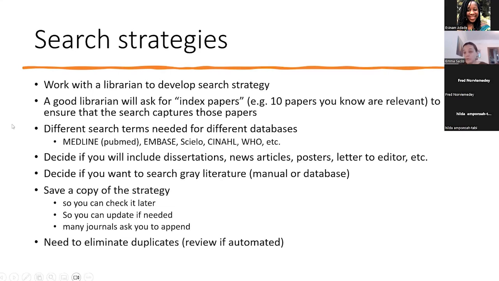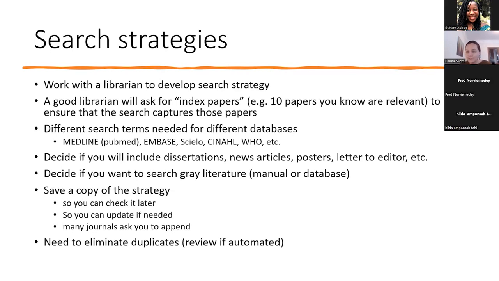Librarians will usually be able to help with this, but just know that different search terms are sometimes needed for different databases, right? So you can keep the basic template often the same, but they may need to be adjusted. So when we've written up our search strategies and appended them, we've often included, this was our search strategy for Medline, this was ours for Embase, right? And then the number of hits that we found.